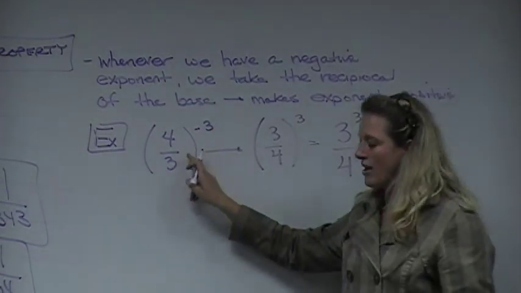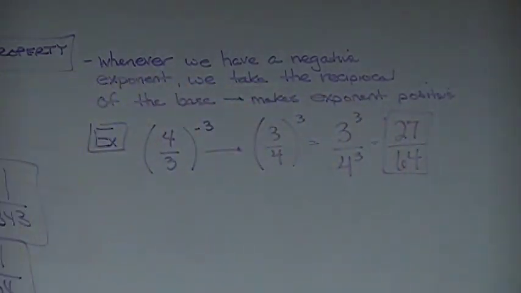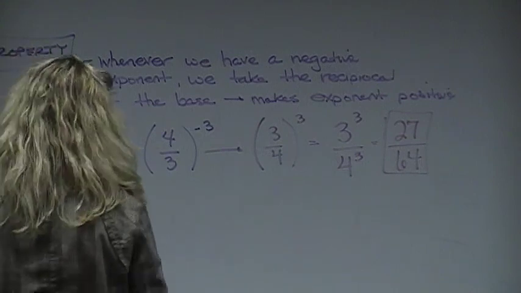So when we have a fraction in here, guys, don't do the power of a quotient first. Do the negative exponent property first. Take the reciprocal of that fraction first. Then take the power of a quotient. That's a really good one to do right there.